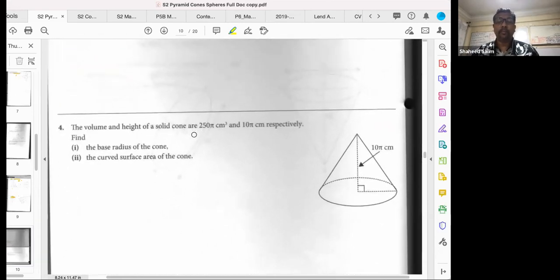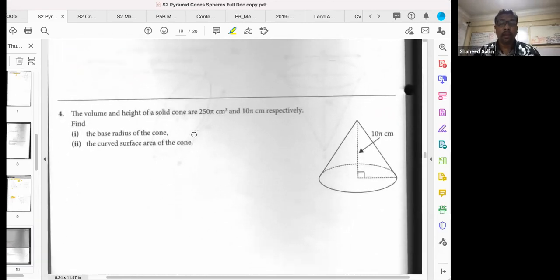Can we try this one? Can we try now? The volume and height of the solid cone are 250 pi. That means they did not multiply the pi. They didn't multiply 250 times 22/7. So they want you to find the base area of the cone and the curved surface. See how to do it like that. Okay, you got to write down the formula. Remember, this is why you must know algebraic manipulation.